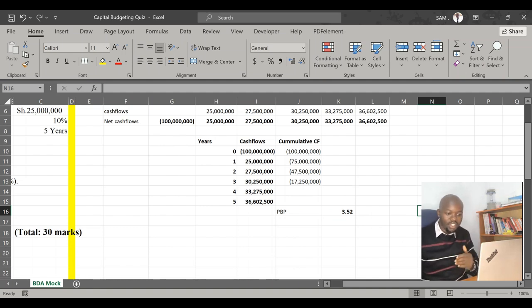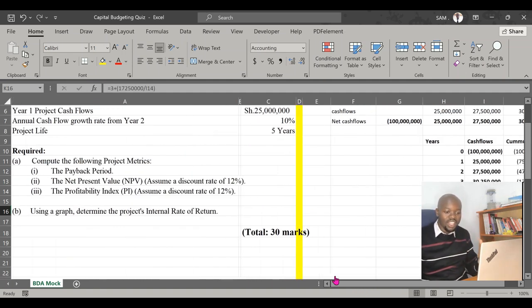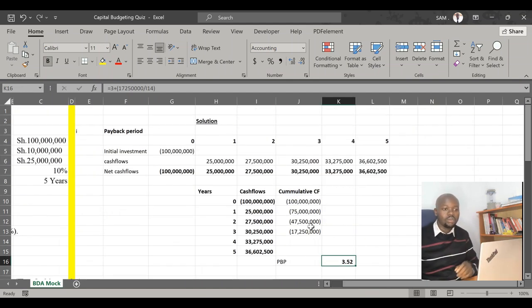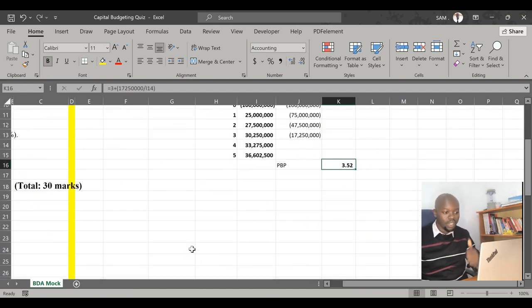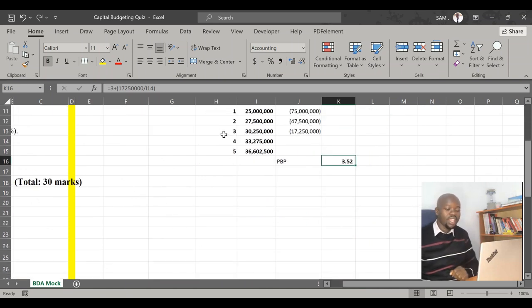And in the next session, we are going to do the other remaining project metrics. We are going to do the NPV and then profitability index, then using a graph to determine the project's internal rate of return. So at this point, for now, let's stop it at that. Next time, we are going to do the second part. Thank you. See you in the next one.